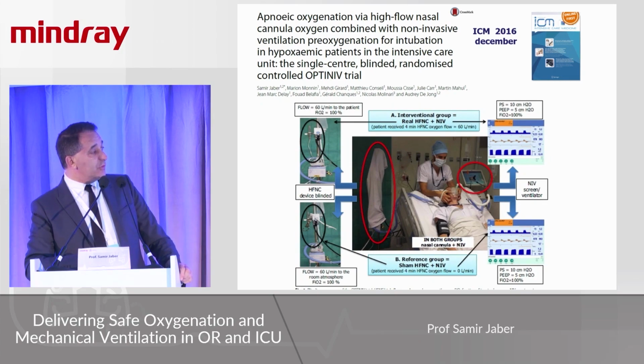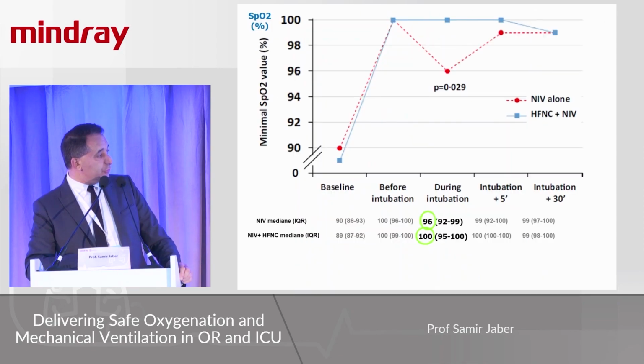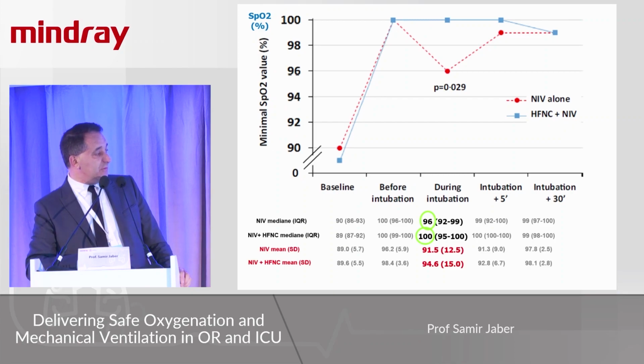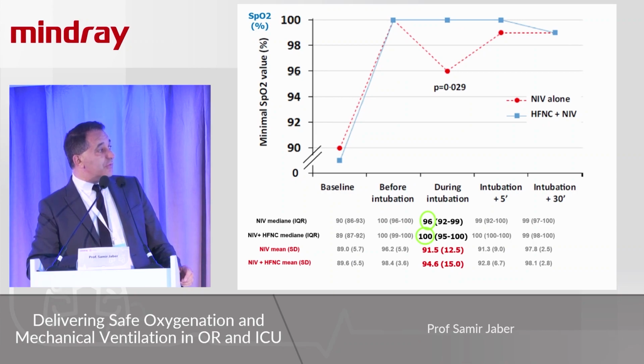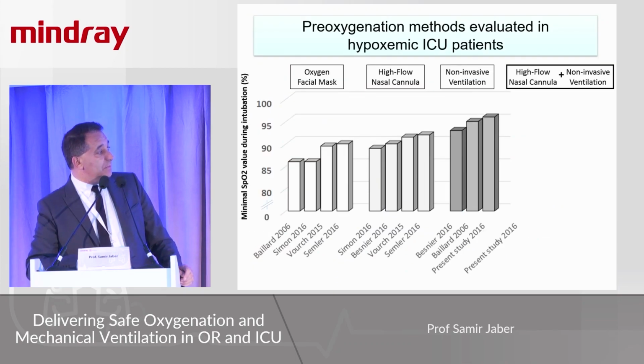As you can see, it was a double-blind randomized trial, also performed with Audrey De Jong. And we can see the same results. The y-axis is the minimal SpO2 value that you can observe. And this is the NIV alone. We confirm the previous results. And when you use high flow oxygen therapy plus NIV, that means Optiniv, you can see here a significant increase of the lowest value. And now it has become our standard of care for the more hypoxemic patients.